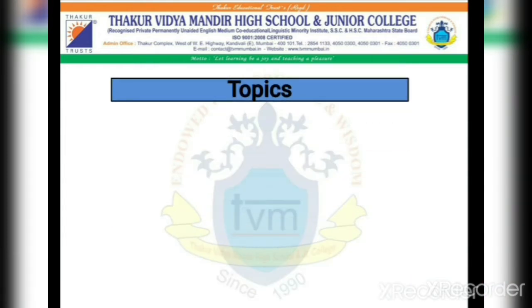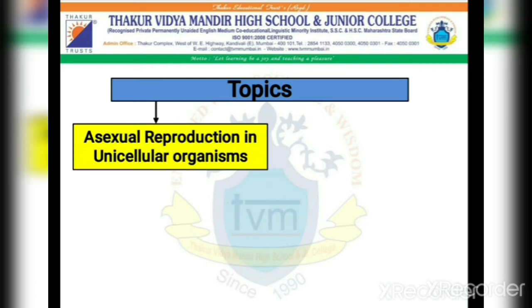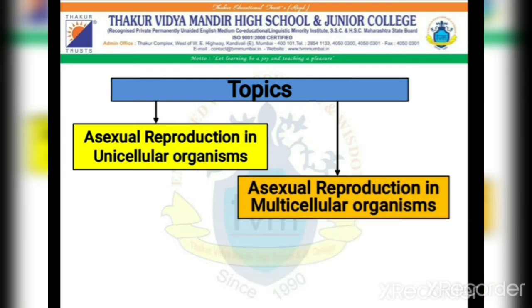Starting out in this chapter, the topics which will be covered are asexual reproduction in unicellular organisms and asexual reproduction in multicellular organisms. Students, in the lower classes, we have seen unicellular and multicellular. Unicellular consists of a single cell, whereas a multicellular organism consists of more than one cell. That is the simple difference between unicellular and multicellular.